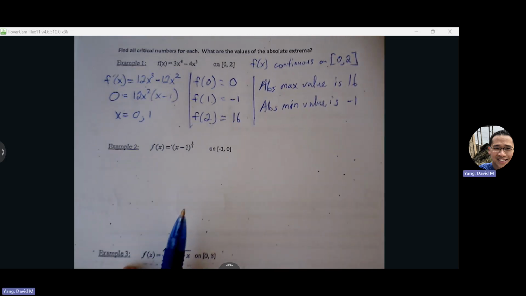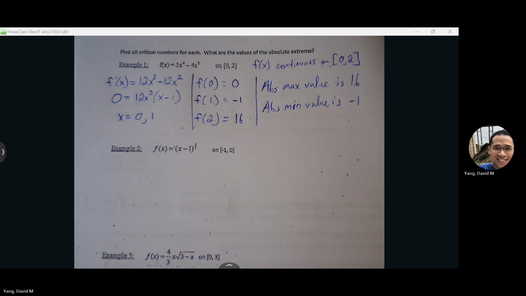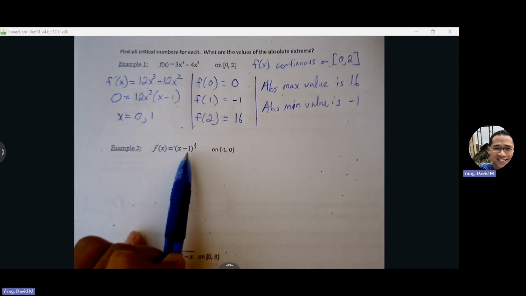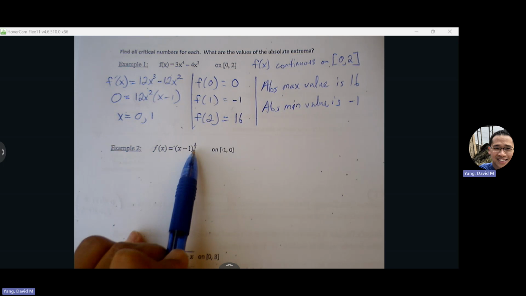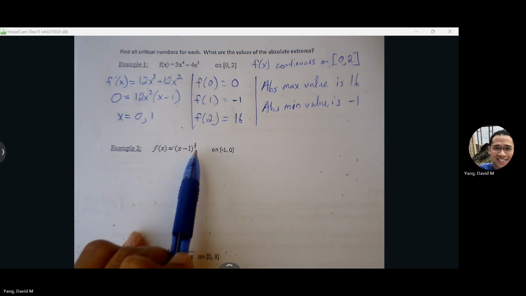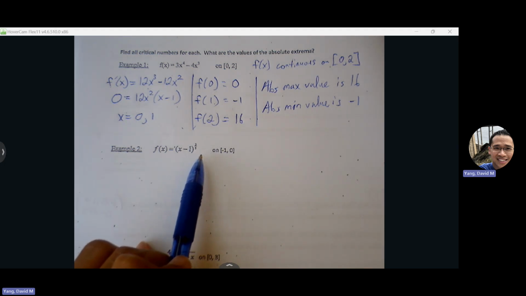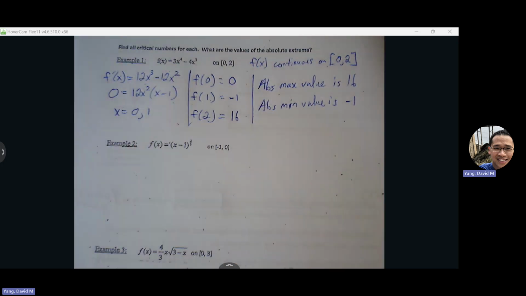Okay, example 2. First thing is to establish, do we have any issues with continuity? This is raised to the 2/3. So anything that is a cube root, there is no issues with negatives inside the root. So our function is continuous on the closed interval, no issues with continuity.